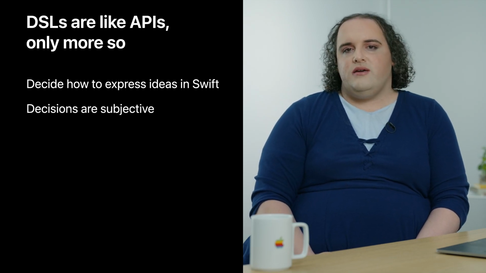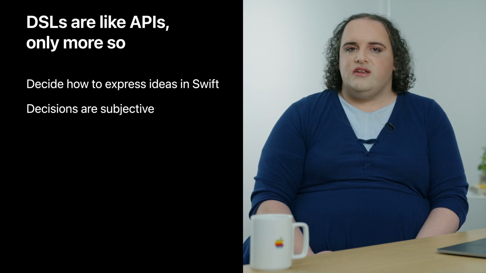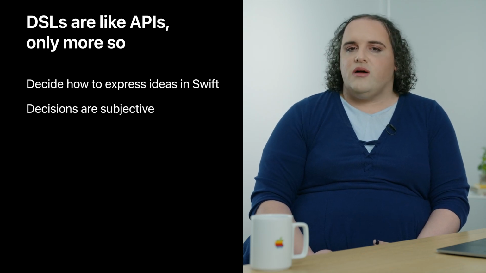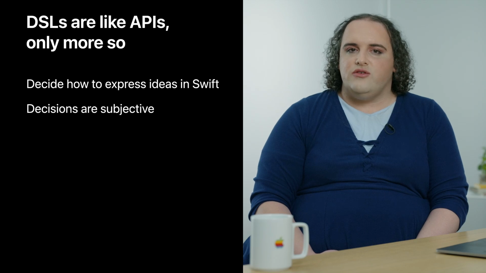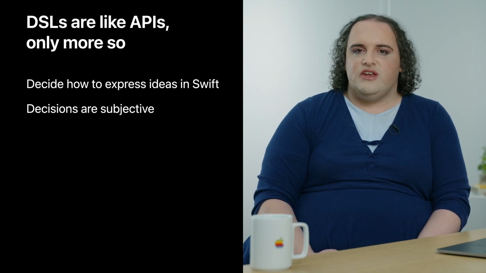Like a Swift API, a Swift DSL could be designed in several different ways that would all solve the problem. So your job is to think of alternatives and select the one you think is best. A DSL just has a much larger space of potential solutions.